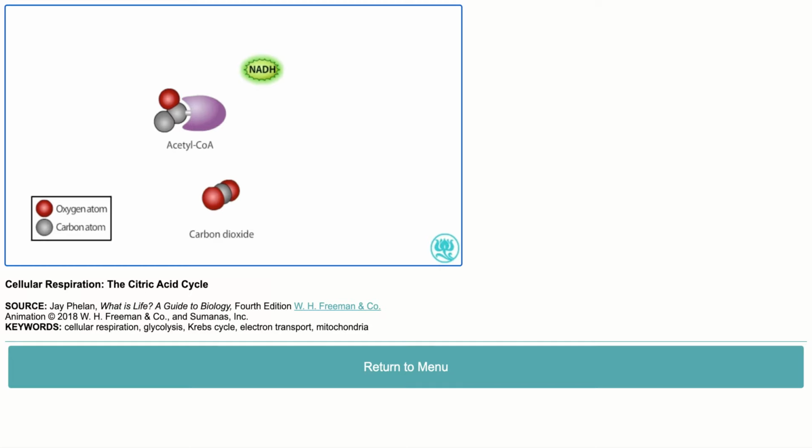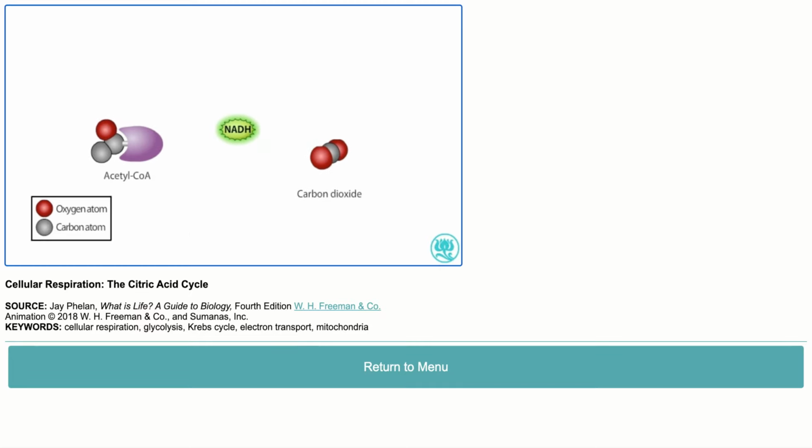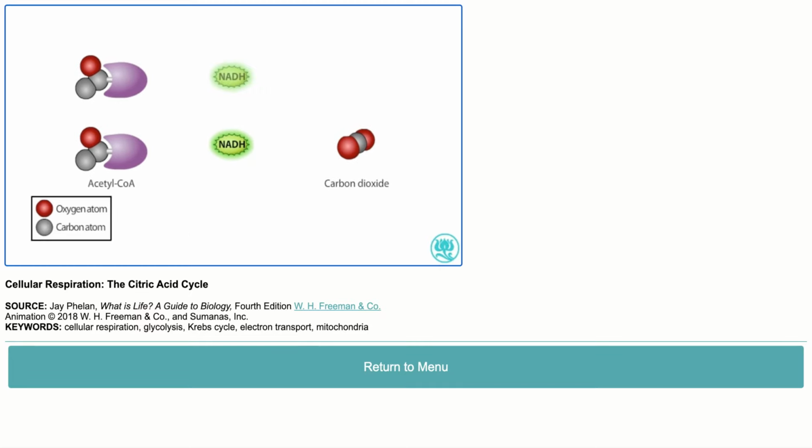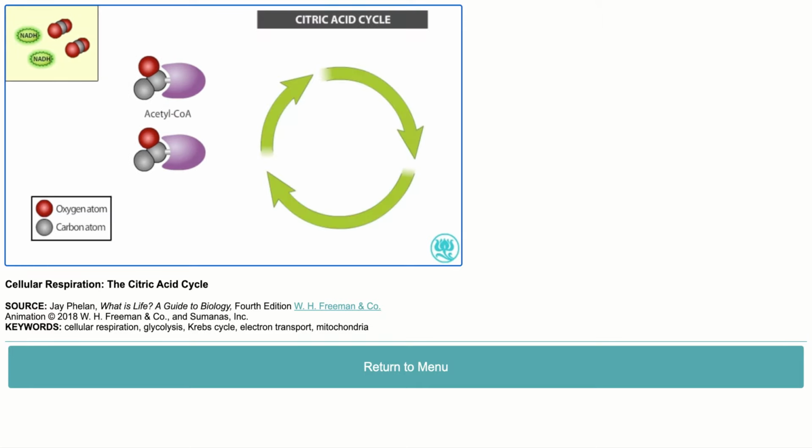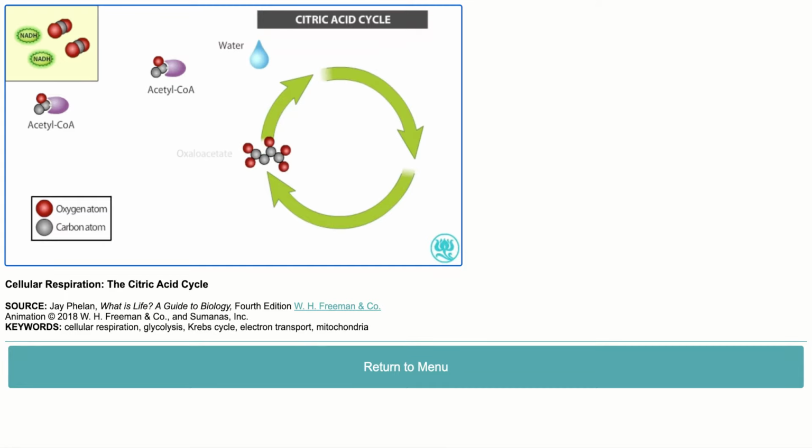Because 2 pyruvate molecules emerged from glycolysis, 2 acetyl-CoA molecules and 2 NADH are now formed. Note that 2 of the 6 carbon atoms from glucose are now in the form of 2 carbon dioxide molecules. Acetyl-CoA enters the citric acid cycle, where the remaining 4 carbon atoms that originated from glucose will soon be released as carbon dioxide. In the first step of this pathway, acetyl-CoA combines with water and a molecule called oxaloacetate.